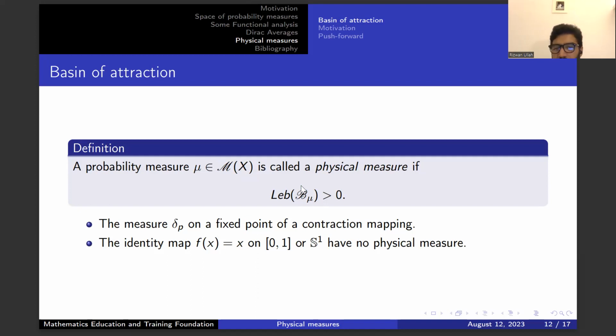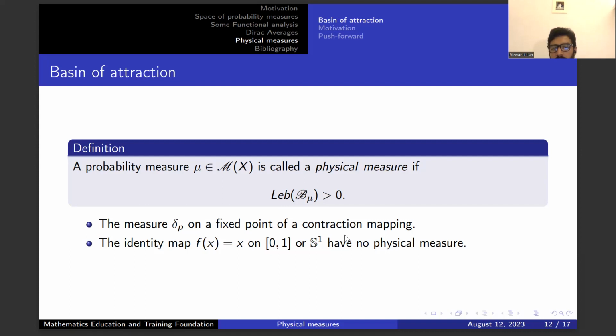So the basin of attraction can have full measure with respect to the measure mu, but it might have zero measure with respect to the Lebesgue measure. We will not deal with the measure of the basin of attraction with respect to the measure itself, but we'll deal with the Lebesgue measure of the basin of attraction. If the Lebesgue measure is positive, we will declare that this measure is a physical measure.